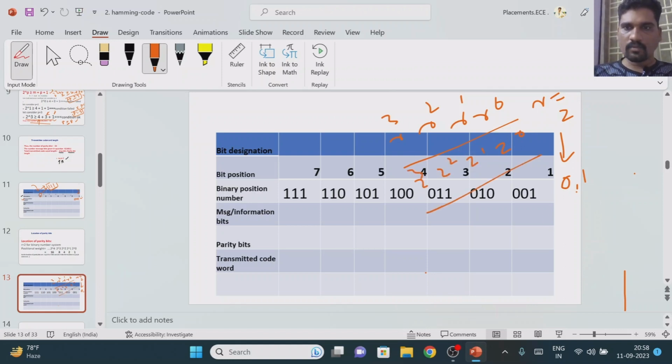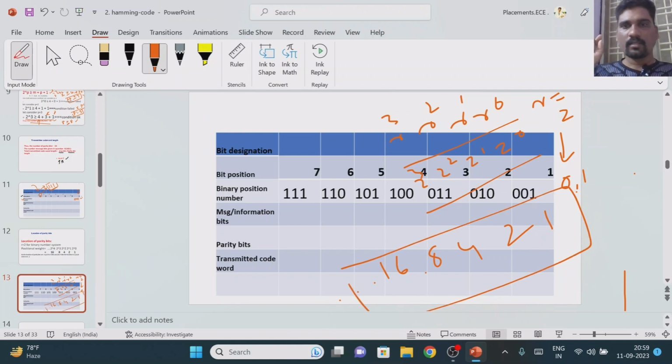So what is the value? 1, 2, 4, 8, 16, and it will go on. Now what you should understand from this is that these are the places where we need to place the parity bit values. Suppose as per the question we have 3 parity bits. What should the location of the parity bits be? The locations should be the first location, second location, and fourth location.